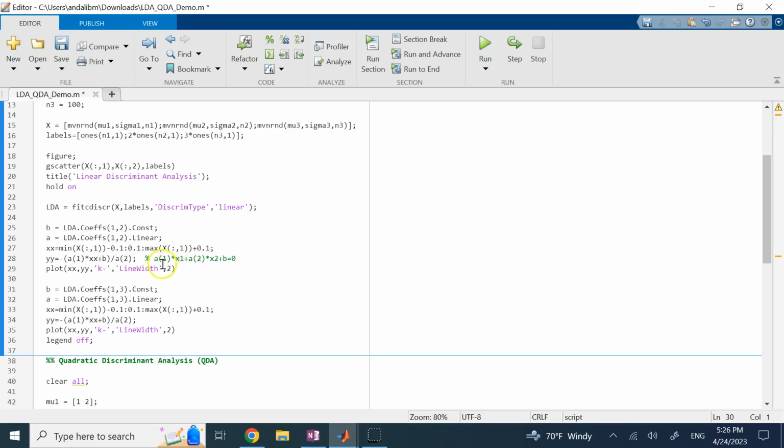And now I form my x1 through some column operator here, from the min of the x minus 0.1 to the max of the x plus 0.1 with increment of 0.1, and then my x2 or y, I get from this equation. I take a1 x1 and b to the other side, and divide both sides by coefficient 2. That gives me the x2 or yy in this case. And then I plot my xa and yy with black color to form the line.